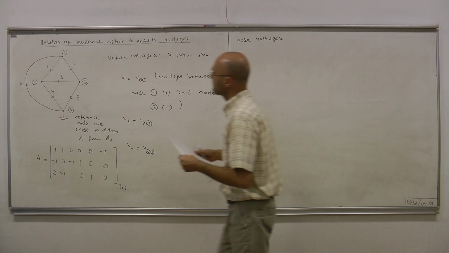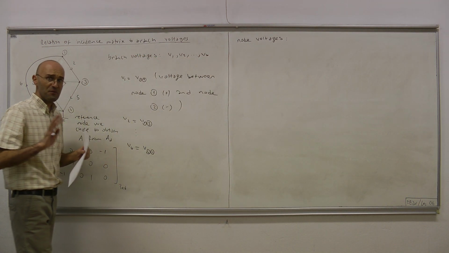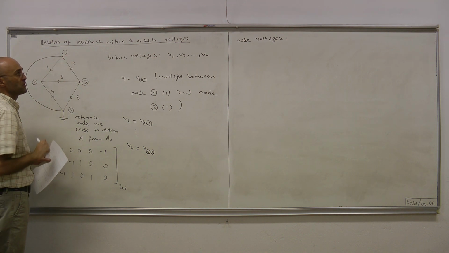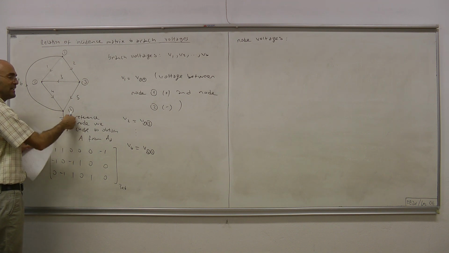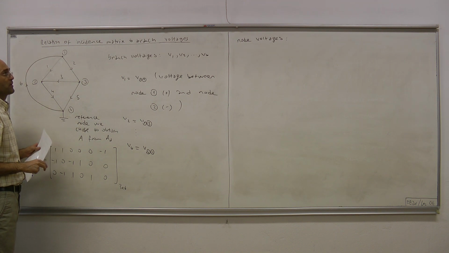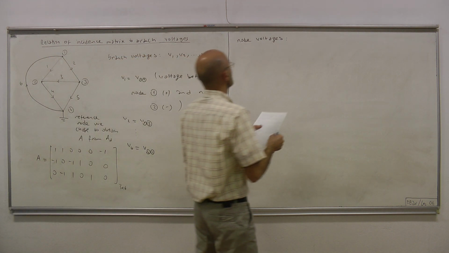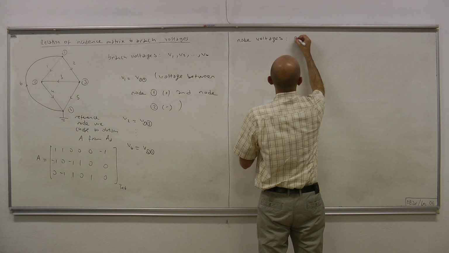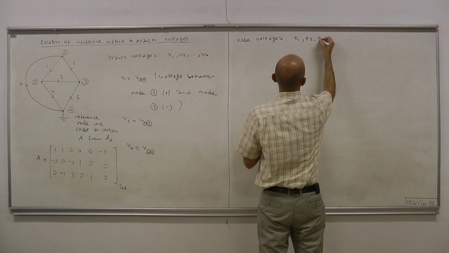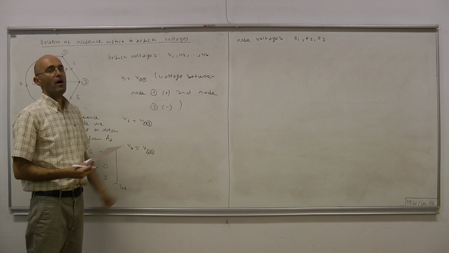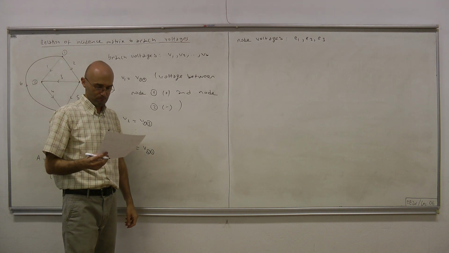Now here we have 3 non-reference nodes, namely 1, 2, and 3. Note that the fourth node is the ground reference node, therefore we don't assign any node voltage to that particular node. Since we have 3 non-reference nodes, we have 3 node voltages. Let's call them E1, E2, and E3. Now the question is, how are they defined or how are they measured?